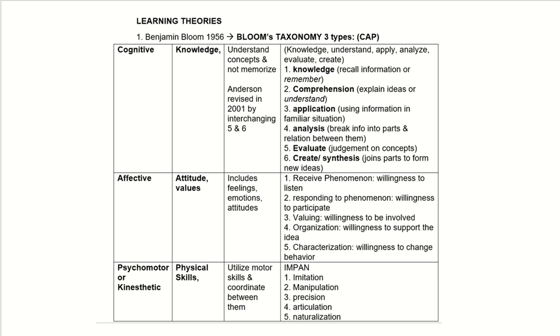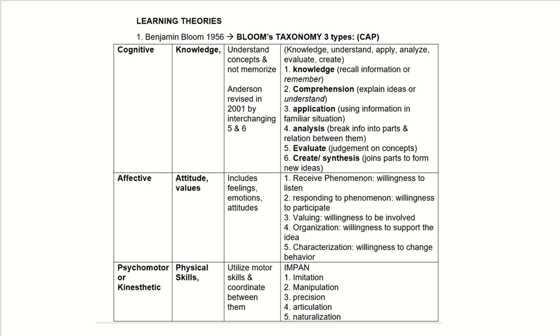Similarly, affective of course includes feelings, emotions, as we have discussed, and this has 5 steps. First, receive phenomena, respond to phenomena, valuing, organization and characterization. Now, this also we need to know the order, but it is not as important as the cognitive one. The cognitive one is of course the most important here.